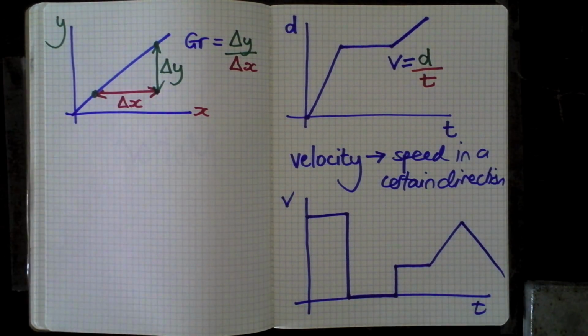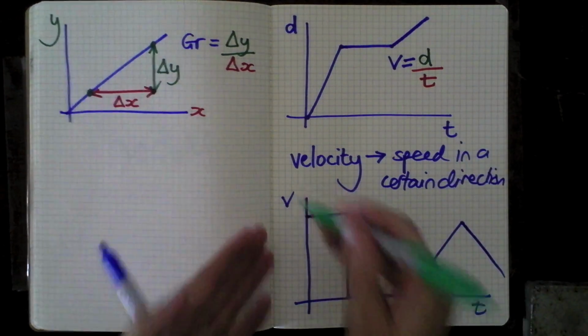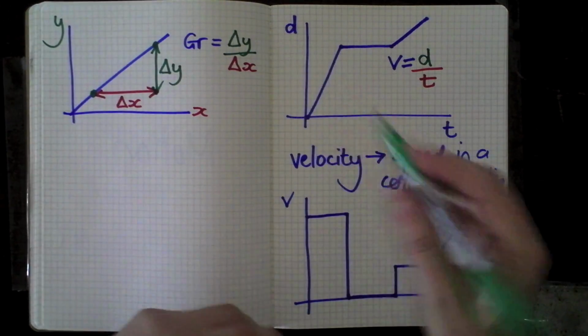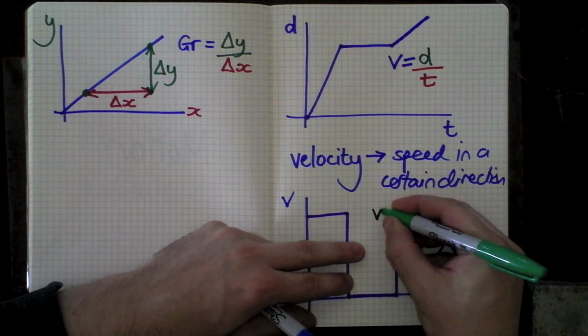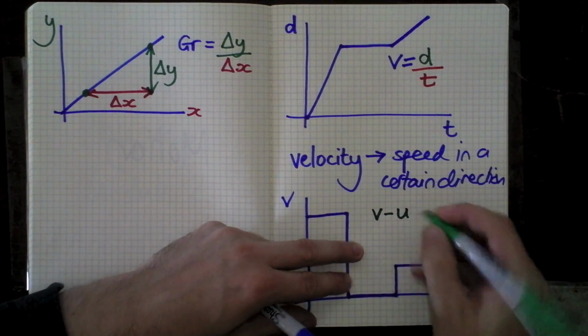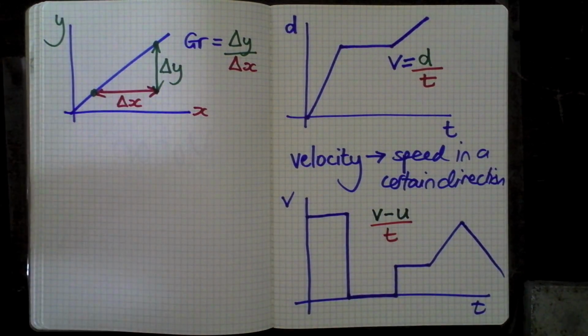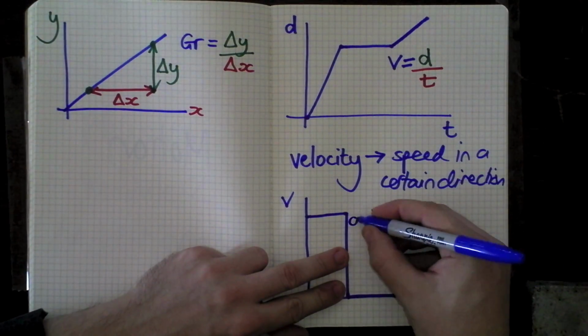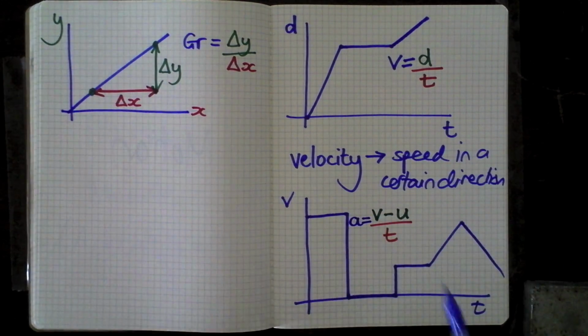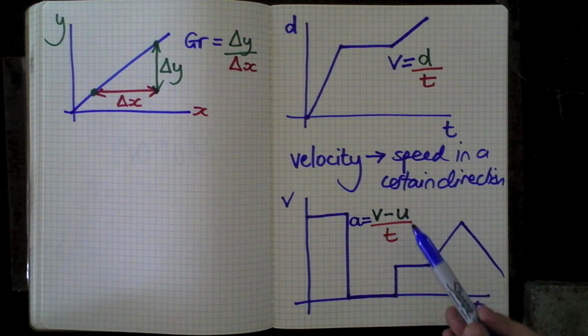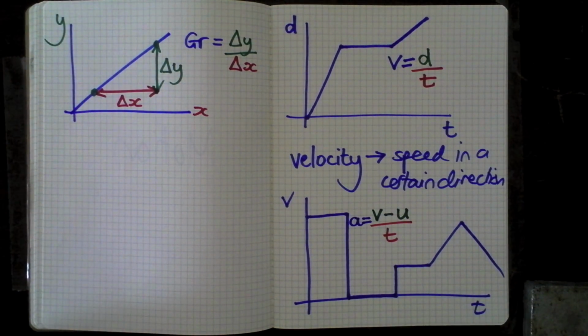How can we use this graph to find things out? Well, same again, what's my change in velocity? What's my change in y-coordinate? Well, I can say that's my end speed minus my start speed, and if I divide that by the change in time, you get an equation that you should recognize as being a formula for acceleration. Acceleration: change in speed, divided by the time it takes.